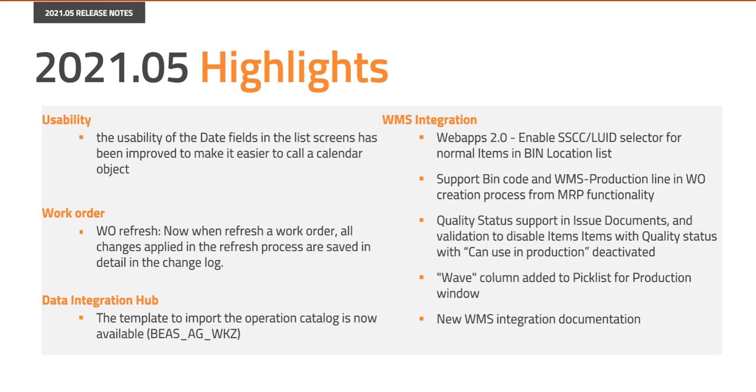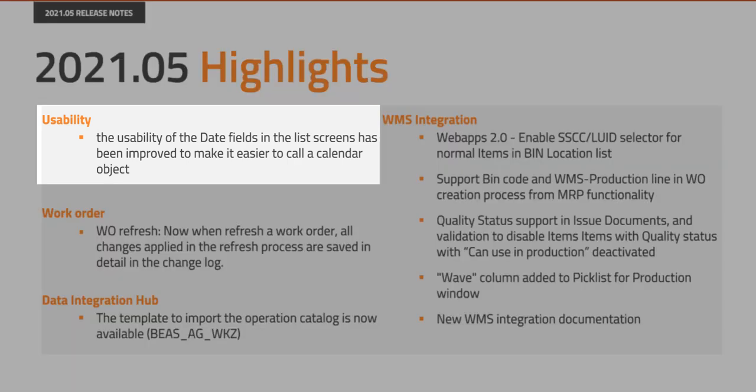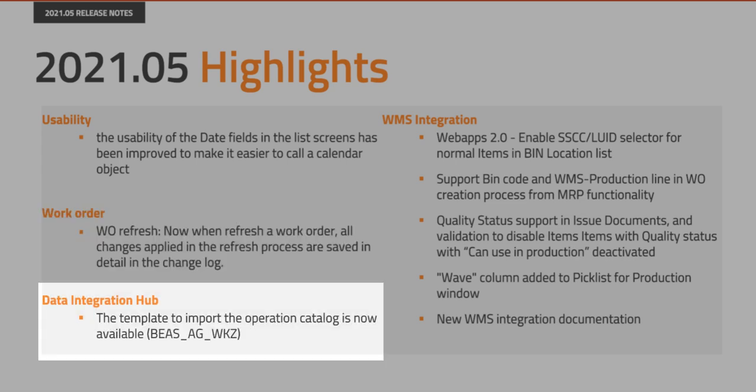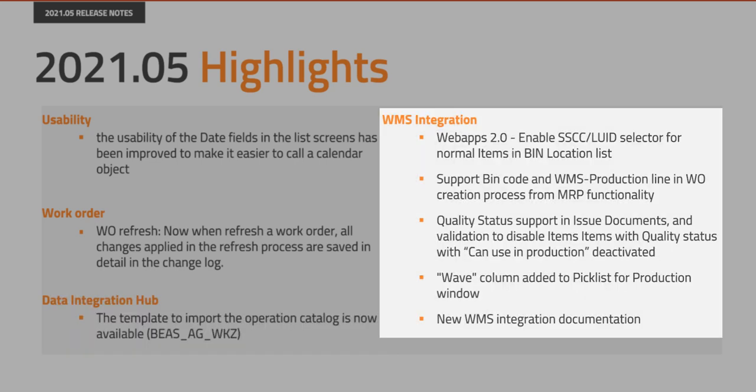These are the most important areas improved or added in this version. In MRP, APS, and other list views, now we provide editable date fields with drop-downs. We improved the work order refresh and time receipt functions and added import to the operation catalog in the Data Integration Hub. In WMS integration, we have enabled SSCC for normal items in various web apps, added bin code, production line, and quality status support in different functions.